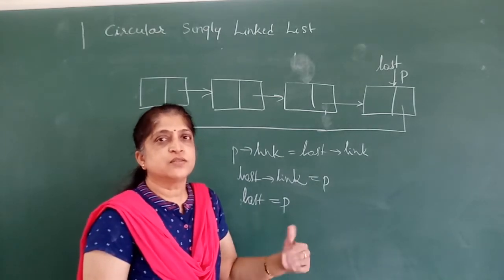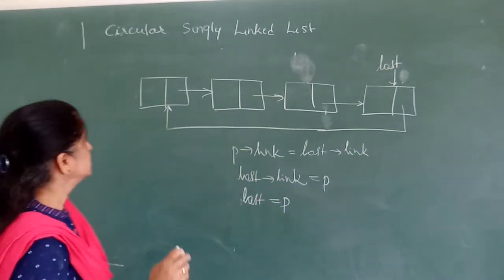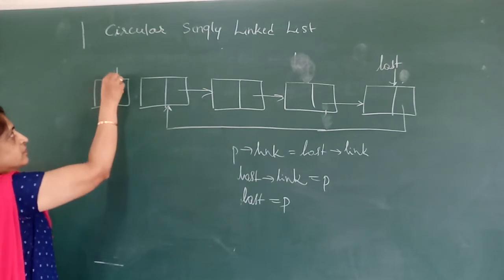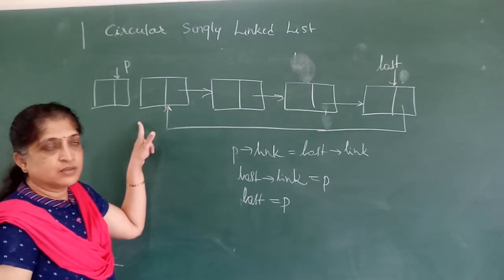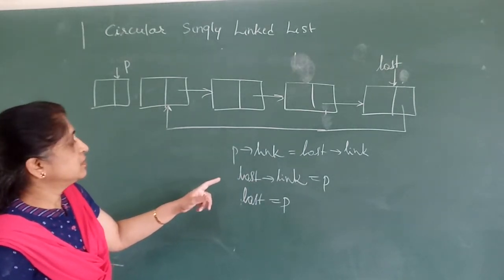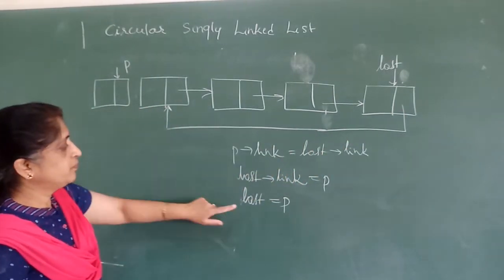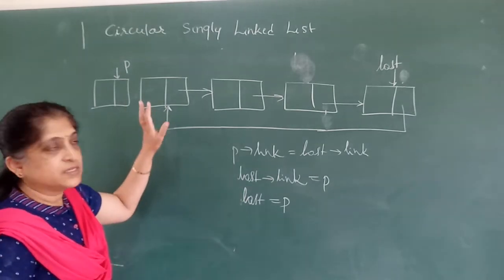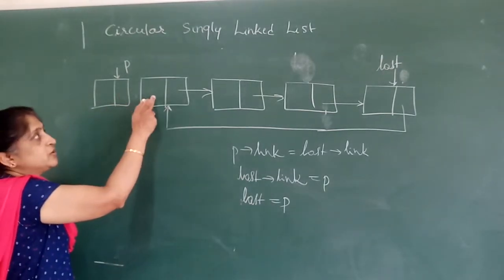Similarly, if we want to insert at the front of the list, this is a temporary pointer. Now, if I want to insert at the front of the list, I perform malloc. Then I have P here. I want to insert it at the front. Before that, I should just make P link is equal to last link. I have to make this new node point to the first node.